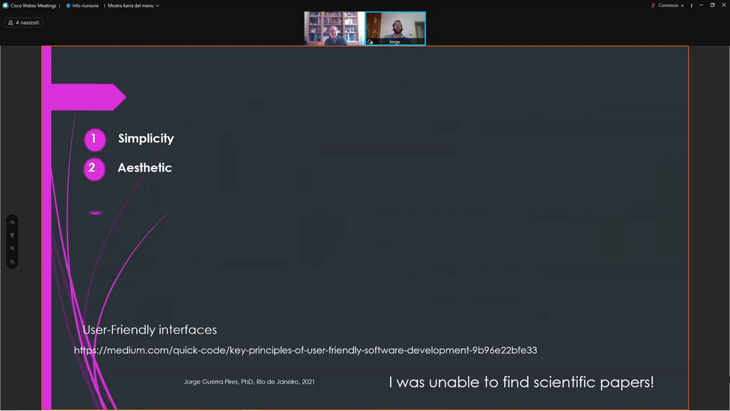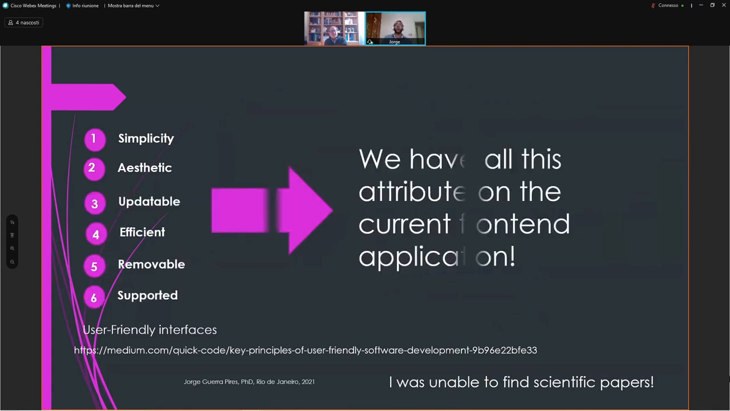You have simplicity, aesthetics, updates, efficiency, and things that have to be removed. In this design, I believe you have all the attributes. You don't have to remove anything, and you don't have to update, because it's a web application. And since it's a web application, there is a lot of technology that I mentioned in my course, and I plan to create another course specifically for computer scientists and web developers, to teach how to develop my platform and how I use the technology.